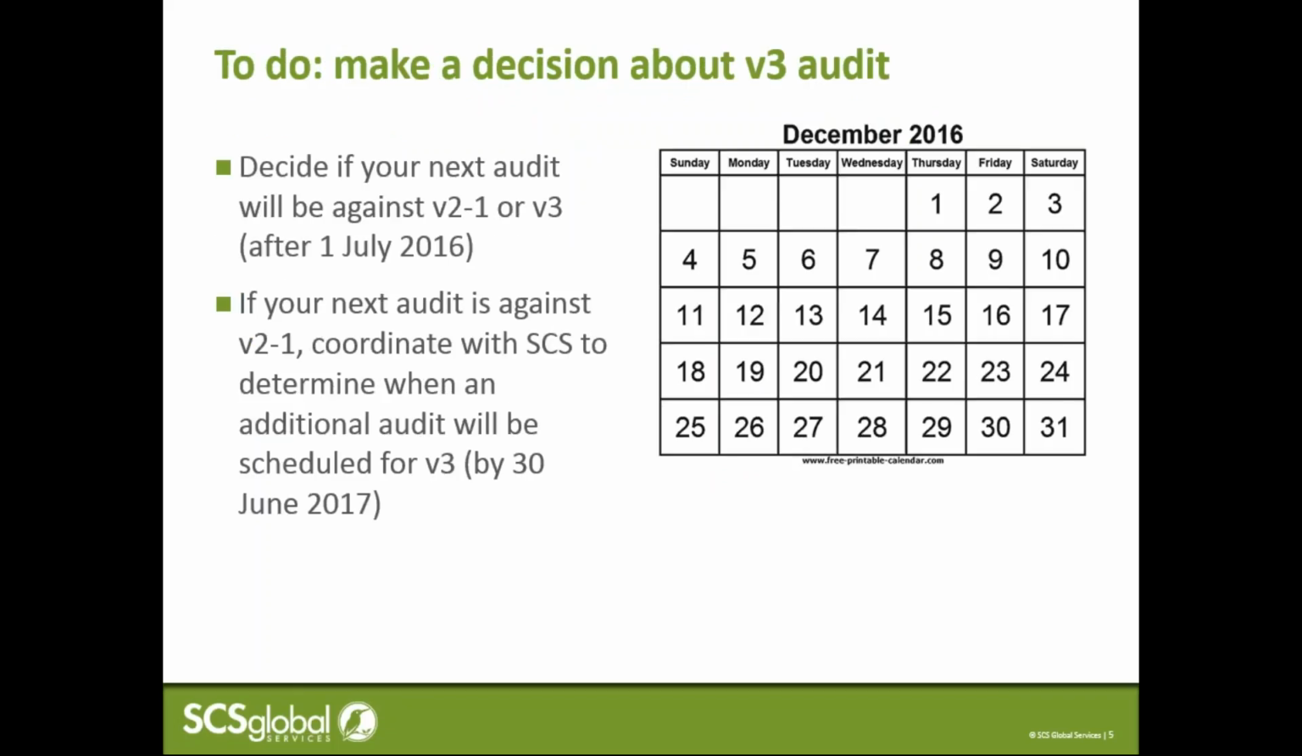So what do you need to do? You will need to decide if your next scheduled audit following July 1st will be against version 2-1 or version 3. If you decide to remain certified to version 2-1 in 2016, you will have to coordinate with SCS to schedule your audit to version 3 by June 30th, 2017.